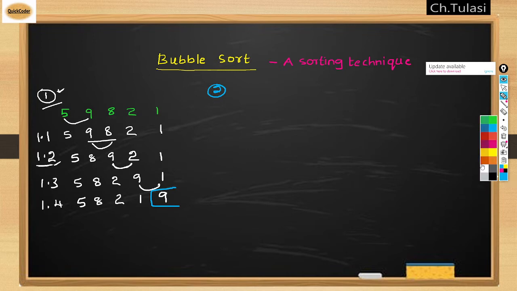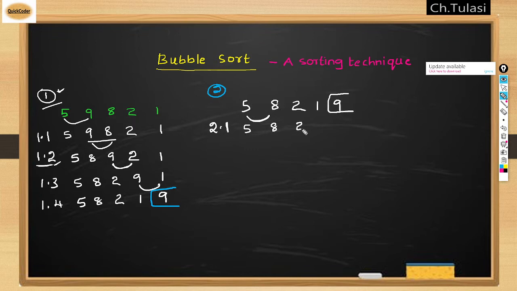Now let's do the second traversal. The second one is something like 5, 8, 2, 1, 9. 9 is already at the last. So compare now. In the second traverse, first comparison, compare these two elements. This is already small, this is big, so as it is: 5, 8, 2, 1, 9.